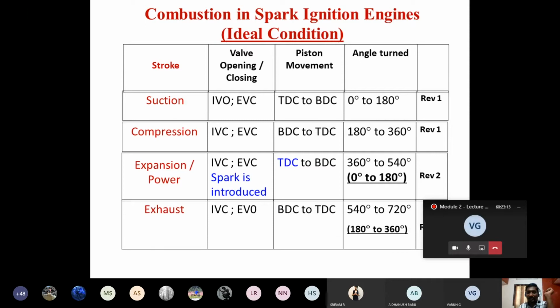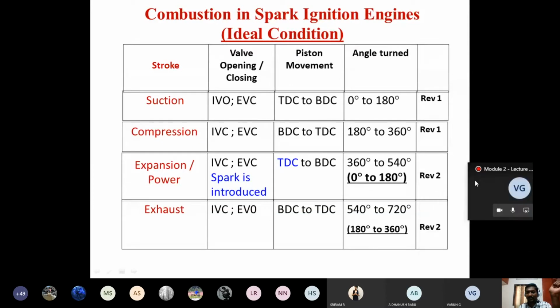And the last stroke is exhaust stroke. Which valve will be open during exhaust stroke? Exhaust valve will be open, whereas the inlet valve will be closed. Correct. And the piston will be moving from BDC to TDC. As the piston moves from BDC to TDC, the products of combustion are going to be sent out of the engine cylinder, right? So during this time, as a whole, the angle turned by the crank is 540 to 720, whereas if you are going to consider the second revolution alone, then it is 180 to 360. So this is second revolution completion.